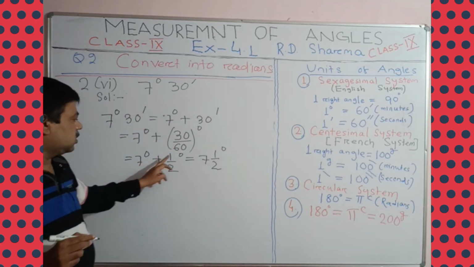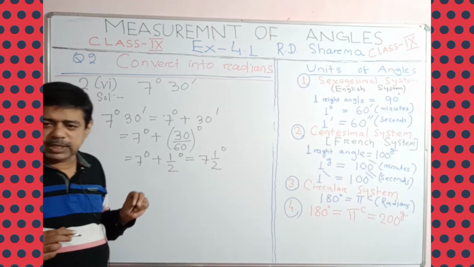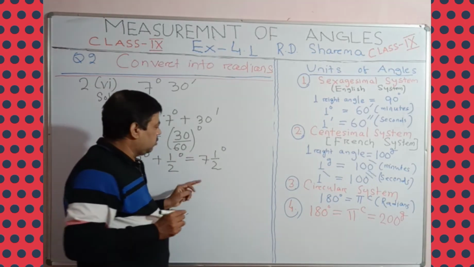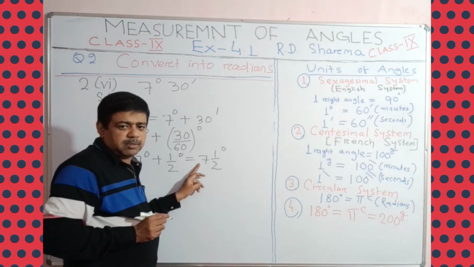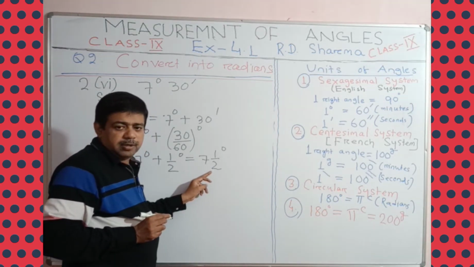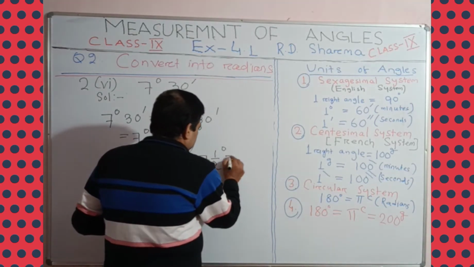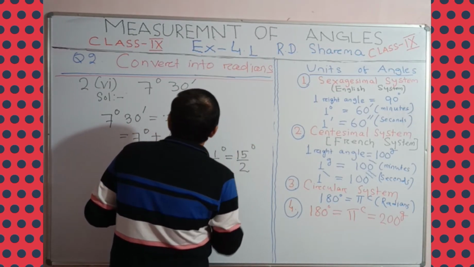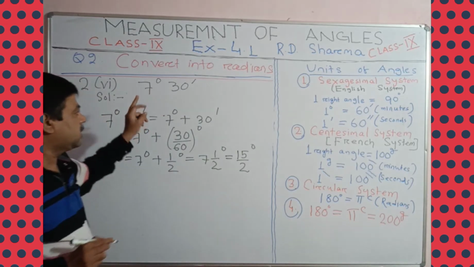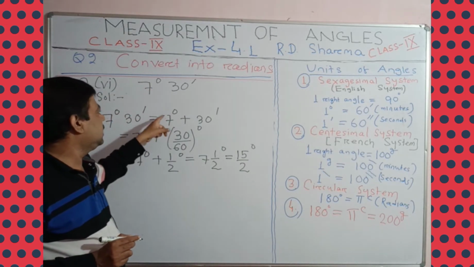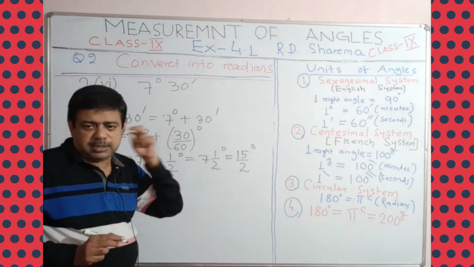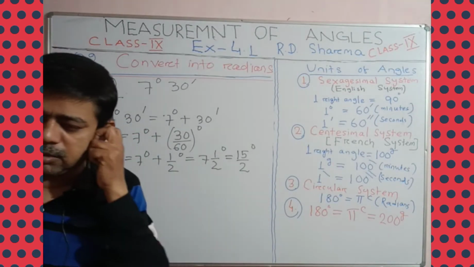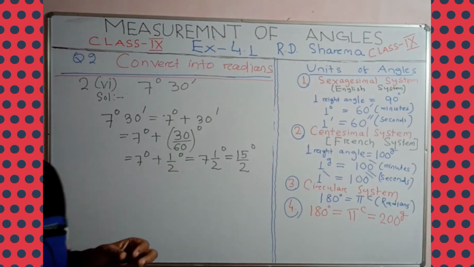7 degree plus 1 by 2 degree means 7 whole 1 by 2 degree, and this is a mixed fraction. Converted into improper: 7 twos are 14, plus 1, is 15. 15 upon 2 degree. Yes or no? So if the angle is in degree and minute, first of all you have to convert the minute into degree. Finally, we got 7 degree 30 minute is equal to 15 upon 2 degree.